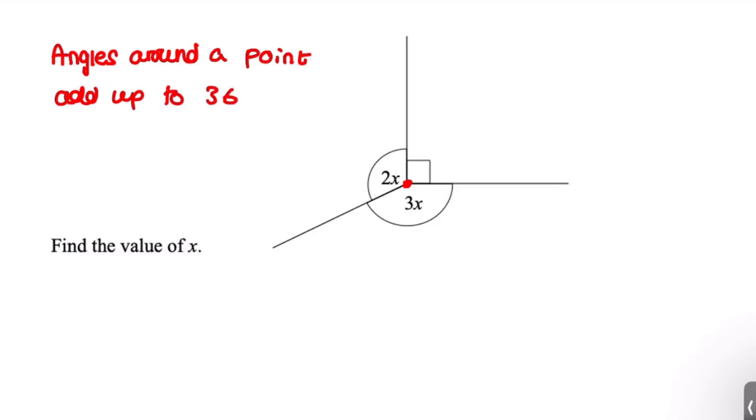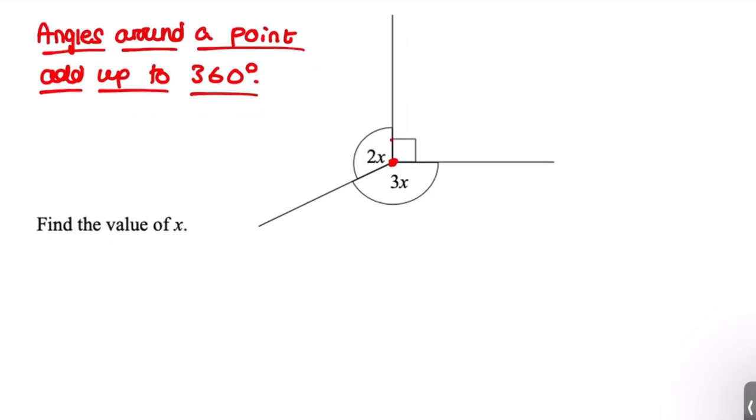So add up to 360 degrees. That's the fact that we are aware of. So that means that we know that this angle over here is 90 degrees. This is 90 degrees. This is 3x and this is 2x. So that means that once all of these add up together, because it's around a point, they must add up to this number over here, which is 360 degrees.